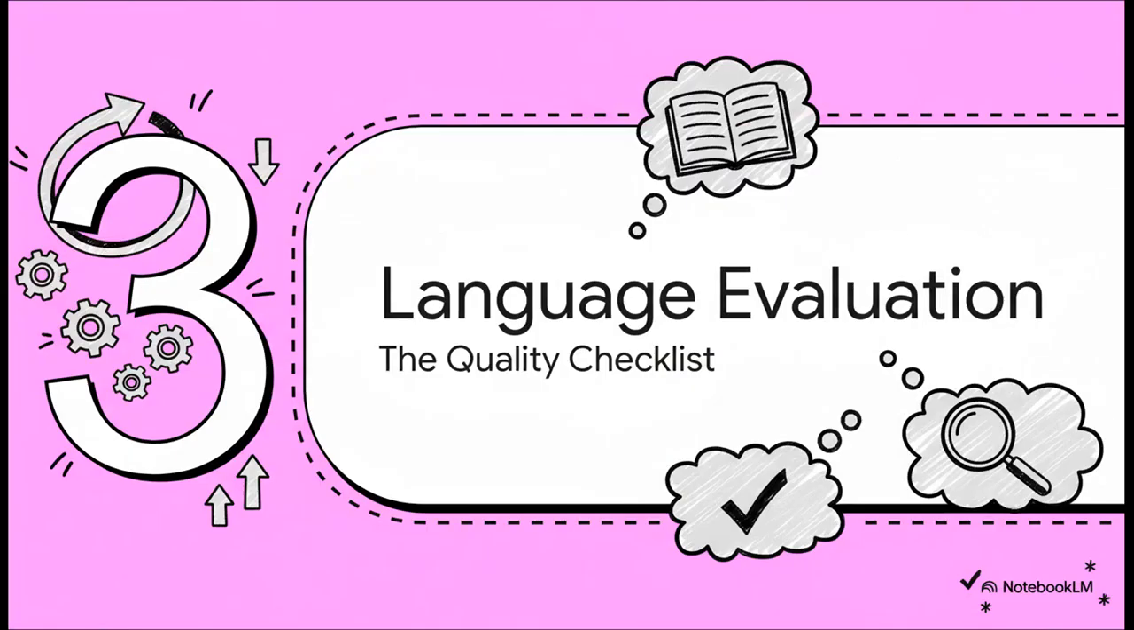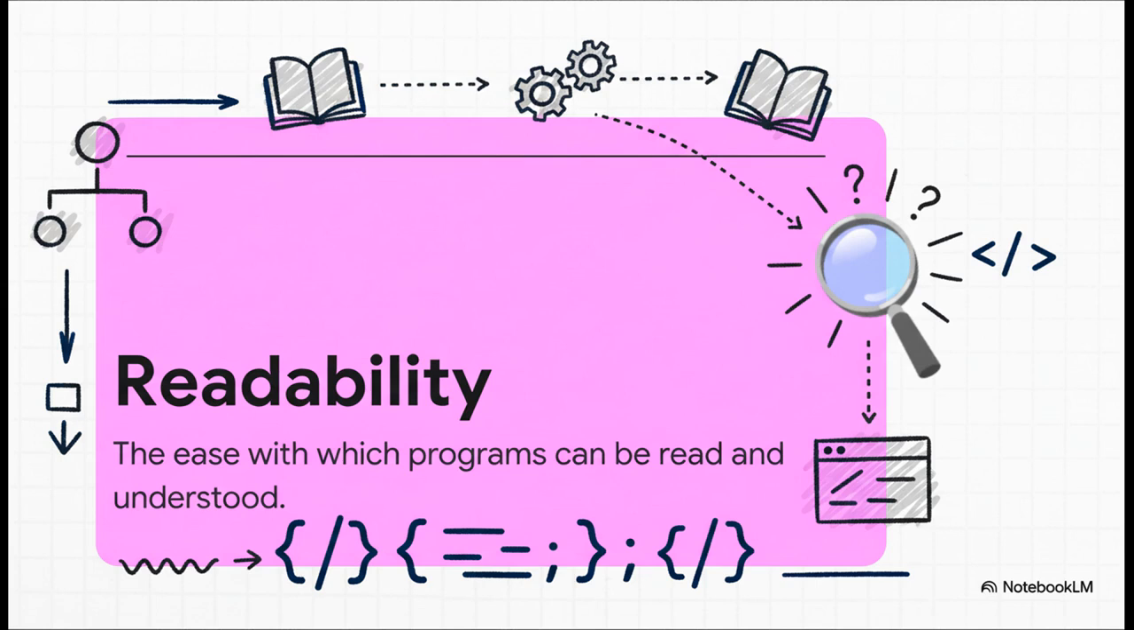All right, so we've got all these different languages, all these different tools. But how do we decide if a language is actually good? What's the checklist? What are the things we should look for when we're evaluating a programming language? Let's break it down. First on the list, and this one is absolutely massive, is readability.